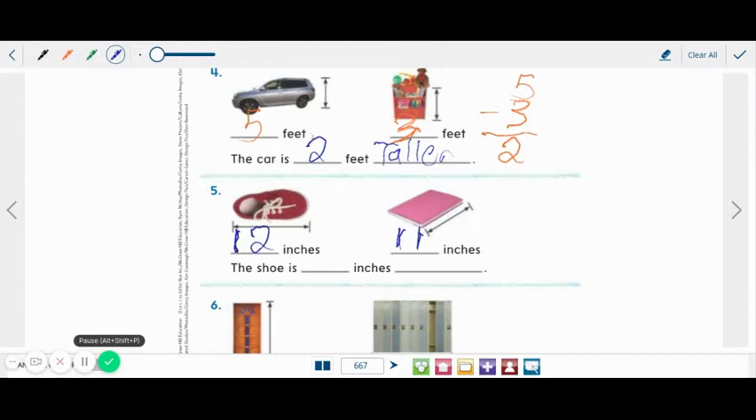All right, pause your screens and then finish the sentence. The shoe is blank inches blank. Pause the screens now.